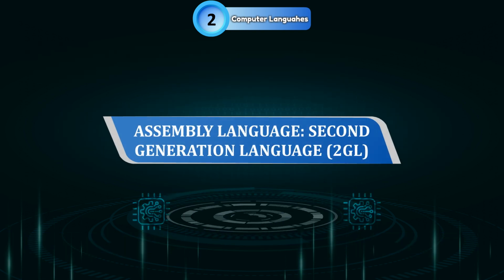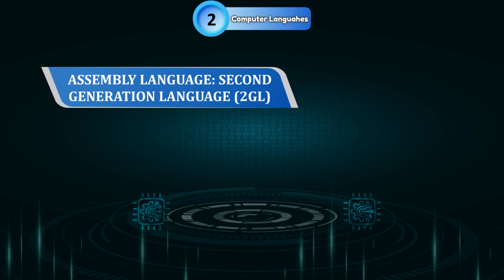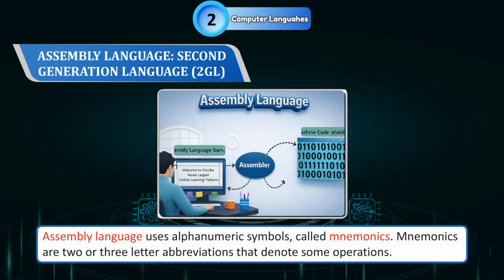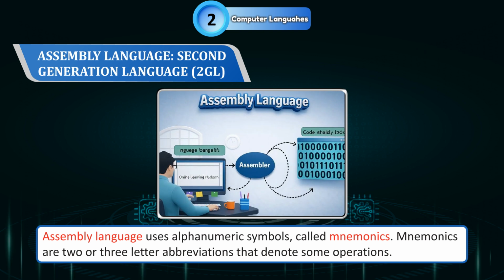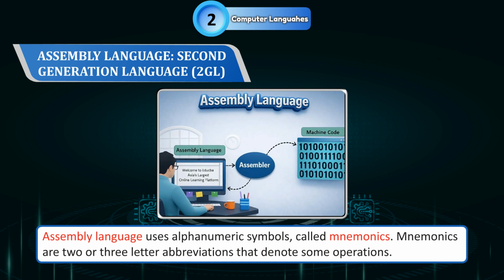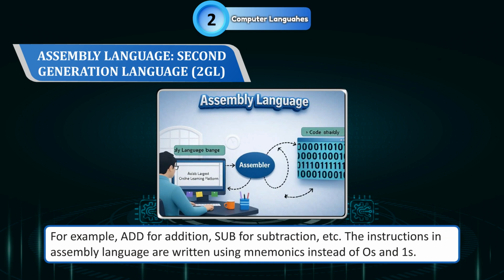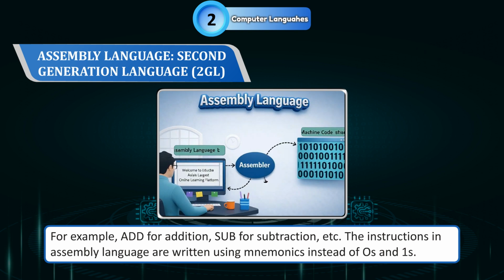Assembly language, second generation language, 2 GL. Assembly language uses alphanumeric symbols called mnemonics. Mnemonics are 2 or 3 letter abbreviations that denote some operations. For example, ADD for addition, SUB for subtraction, etc. The instructions in assembly language are written using mnemonics instead of 0s and 1s.